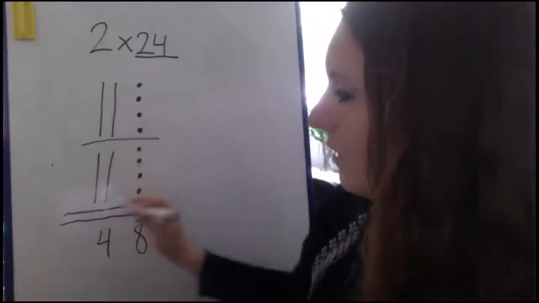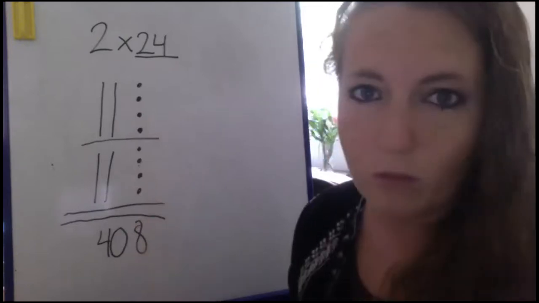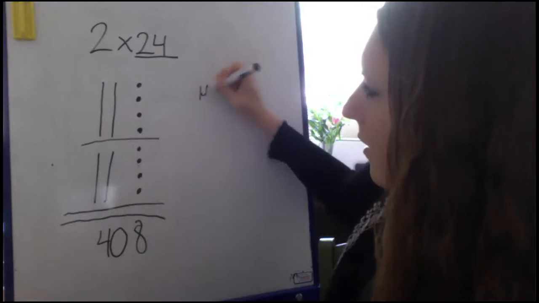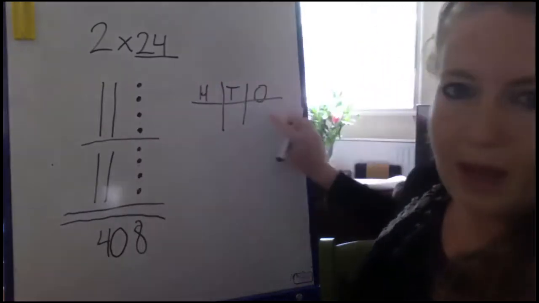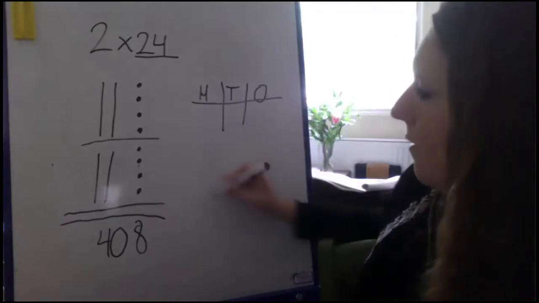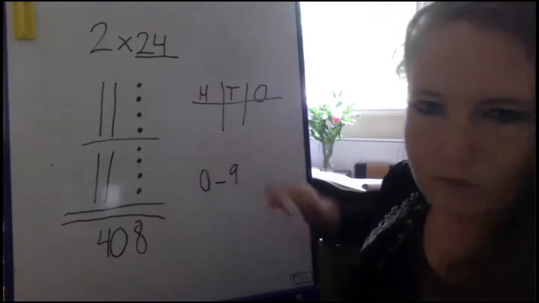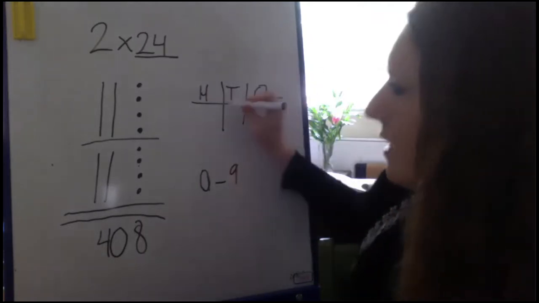Now, even though it's 40, remember, I'm not going to put a 40 here because that would break the rule of place value. Remember, our rule of place value, you have your hundreds, your tens, your ones, and it can only have a digit from 0 to 9 in this. Once it goes over 9, so if it becomes a 10, it goes into the next column.